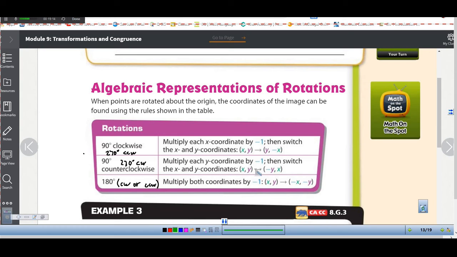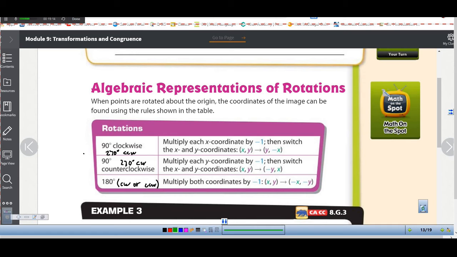Well, now with 270 clockwise, which of course is the same as 90 degrees counterclockwise, those give us the same result. Once again, we switch the order. X, Y goes to Y, X, but this time we make the first one the opposite. Or again, you can follow their instructions of multiplying by -1 first. I just like the whole switch and then make the opposite thing.